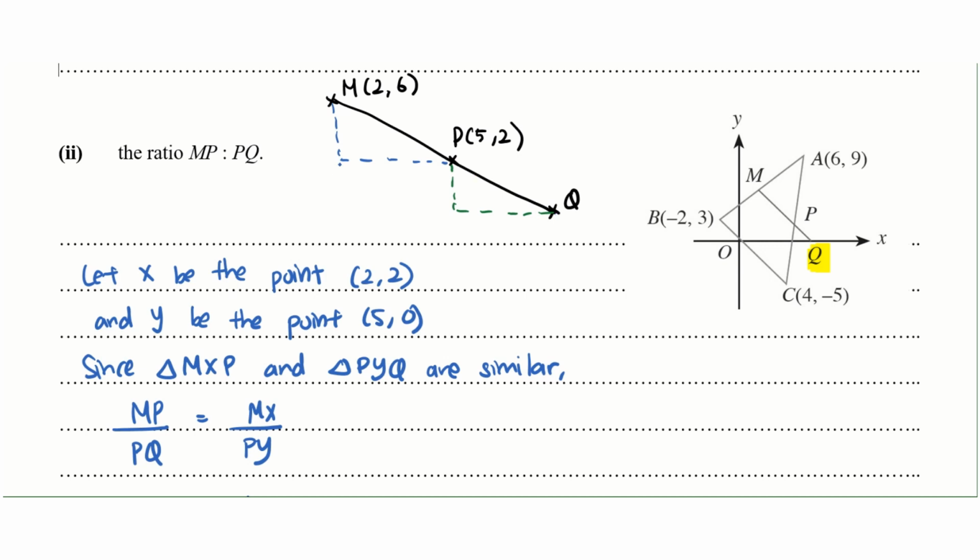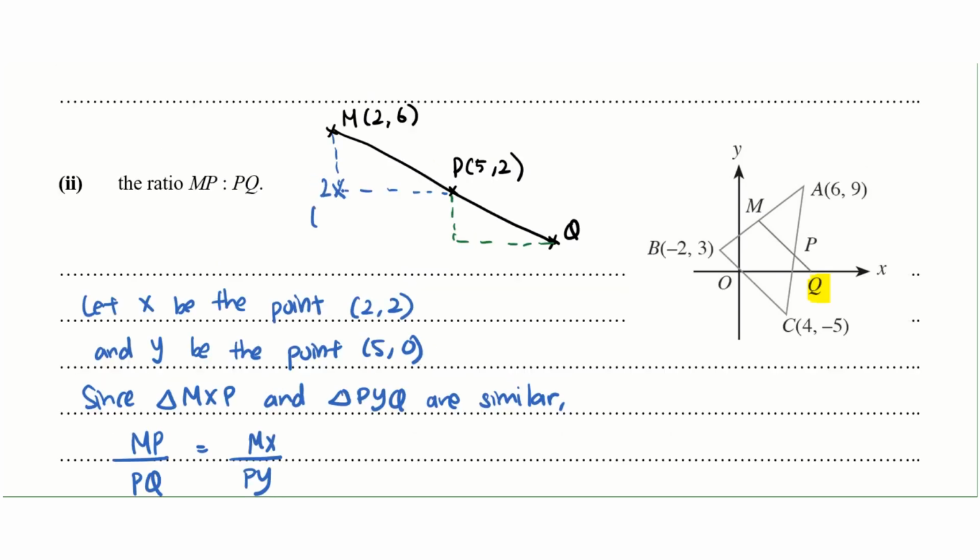So we will define X to be the point (2, 2). So we have the point X to be (2, 2), following the x coordinate of M and the y coordinate of P. And then we will have the y coordinate to be 5. And what about the y coordinate of Y? It will be 0 because we know that Q is found on the x-axis. So because Q is found on the x-axis, the y coordinate of Q will be 0. So that is how I find Y to be (5, 0).